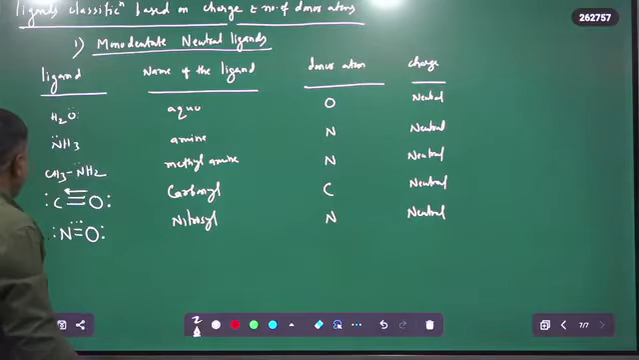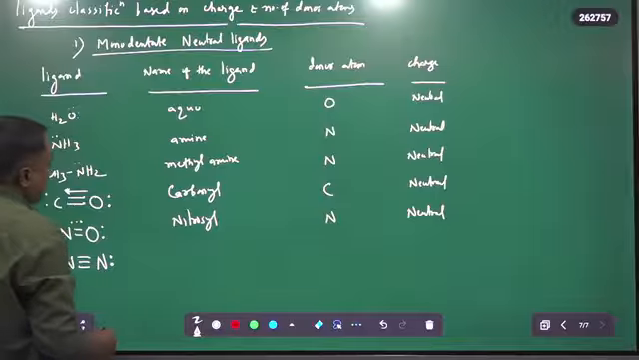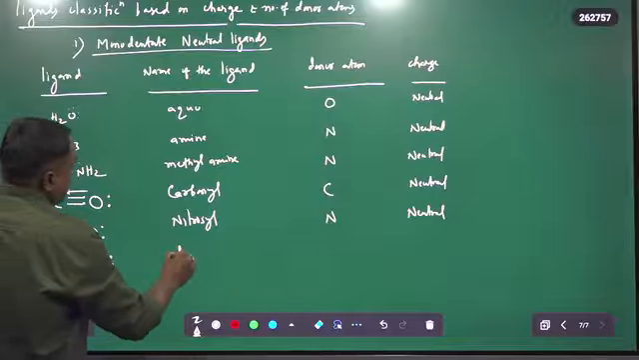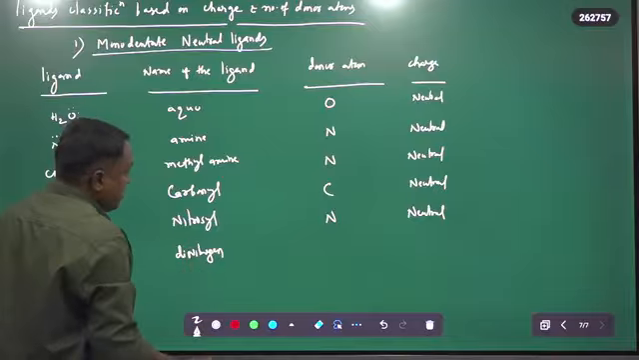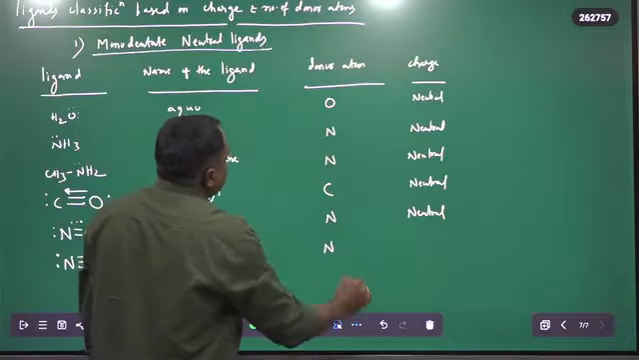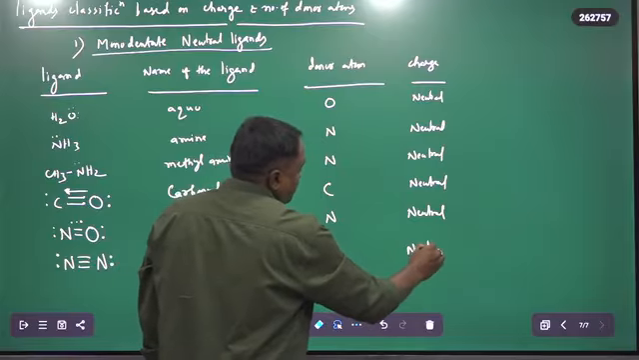And next is dinitrogen. Suppose you take nitrogen, dinitrogen, N triple bond N. On each nitrogen we have one lone pair. Therefore this is dinitrogen. In this also nitrogen is the donor atom and it is neutral in nature.